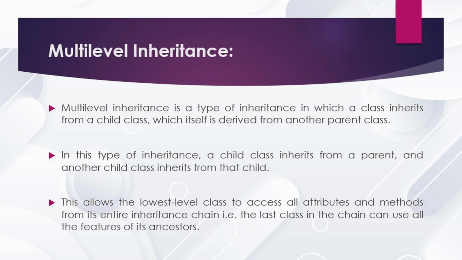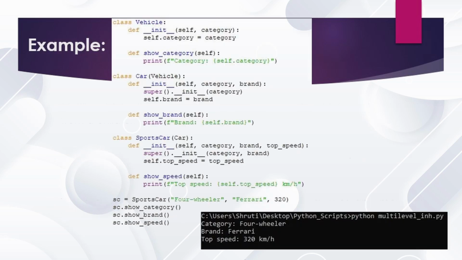Multilevel inheritance supports code reuse across multiple levels. Python handles this inheritance chain using the method resolution order to determine which method to execute when there are multiple levels. Let us look at an example to understand multilevel inheritance. This program demonstrates multilevel inheritance in Python using 3 classes: vehicle, car, and sports car.